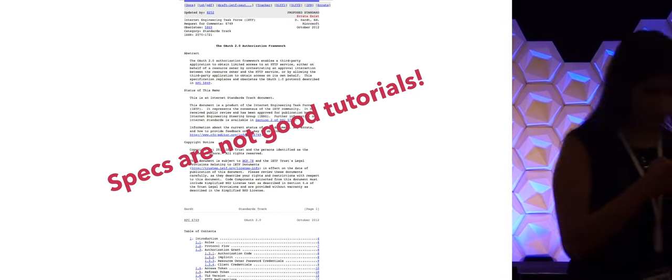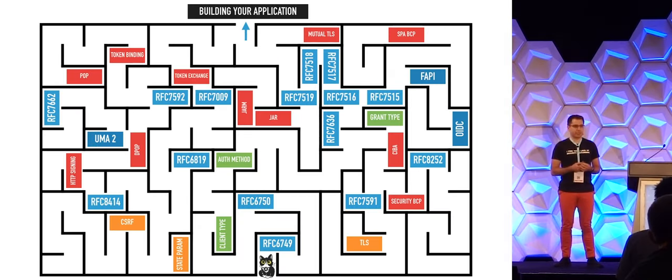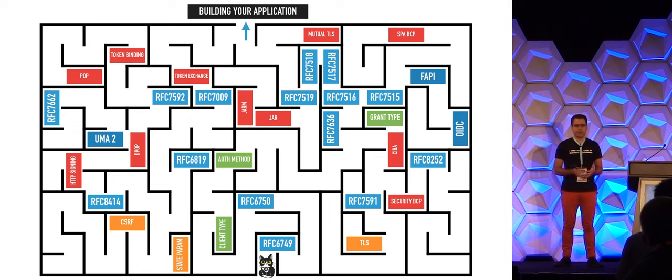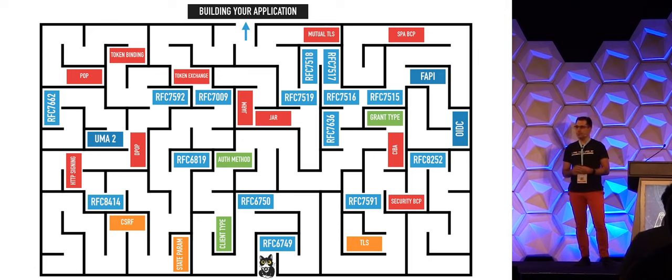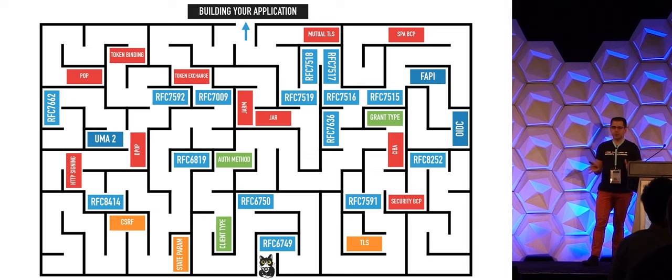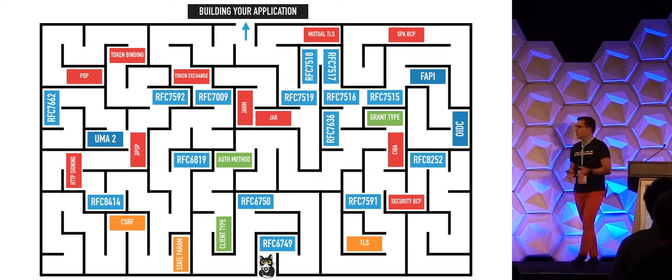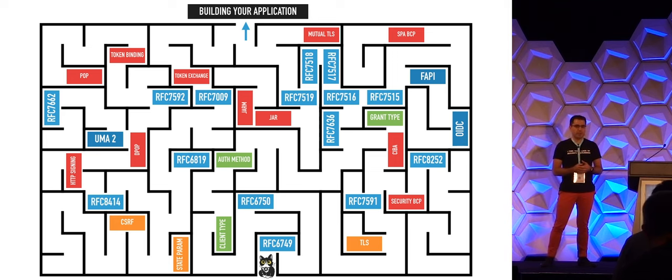And the worst part about OAuth is that it can feel a lot like going through a maze trying to actually navigate this, because it's not just one spec. It's like 20. And you have to figure out how these all fit together, how they relate to each other. So we're going to take a totally different approach. We are not going to go through the specs step by step. Instead, we're going to start by going back in time and talking about why we even have OAuth in the first place.